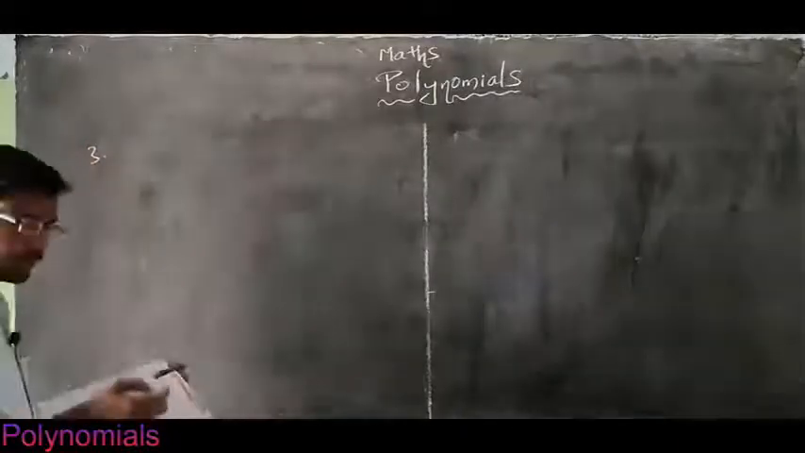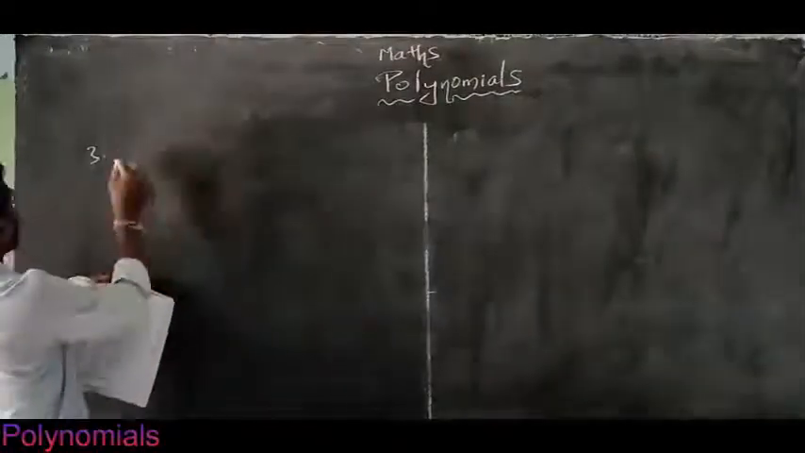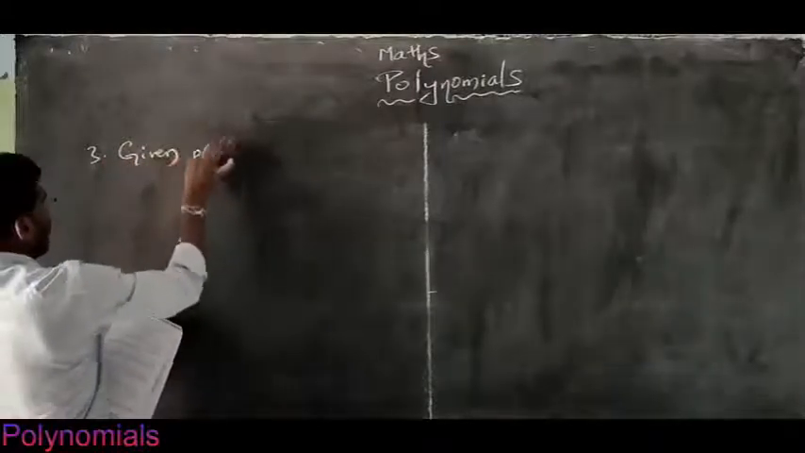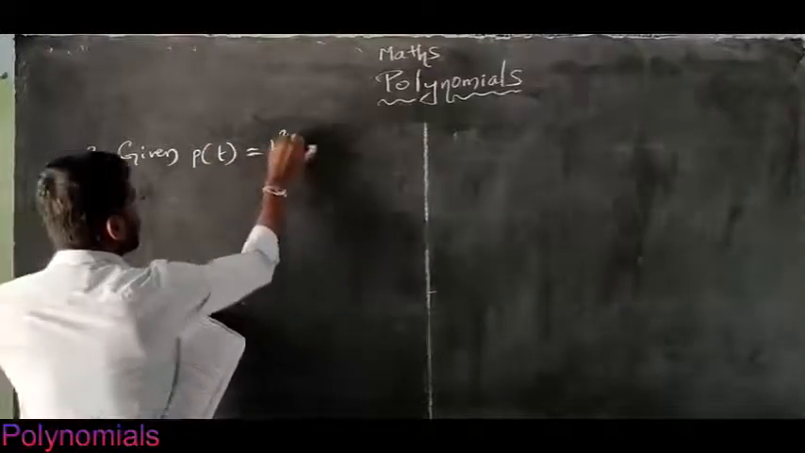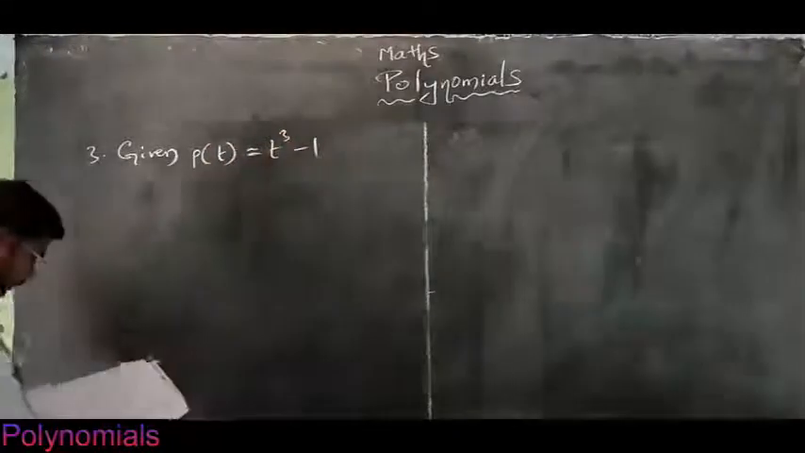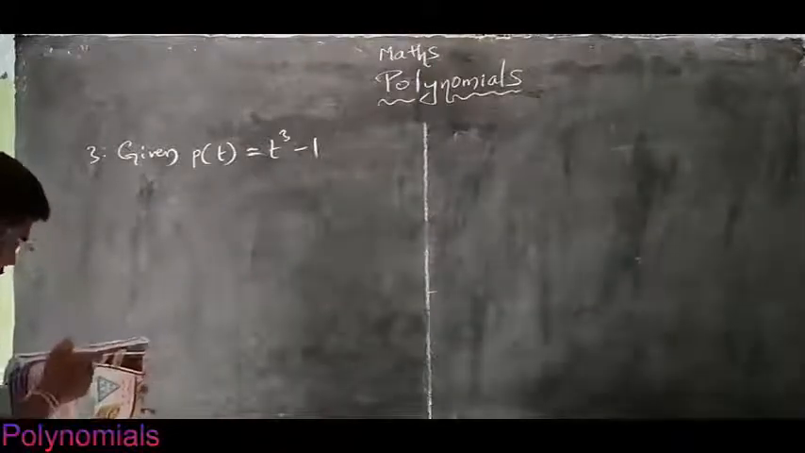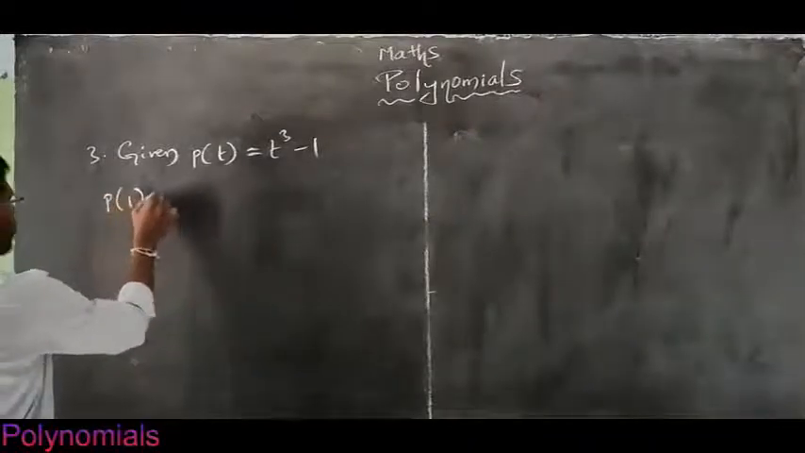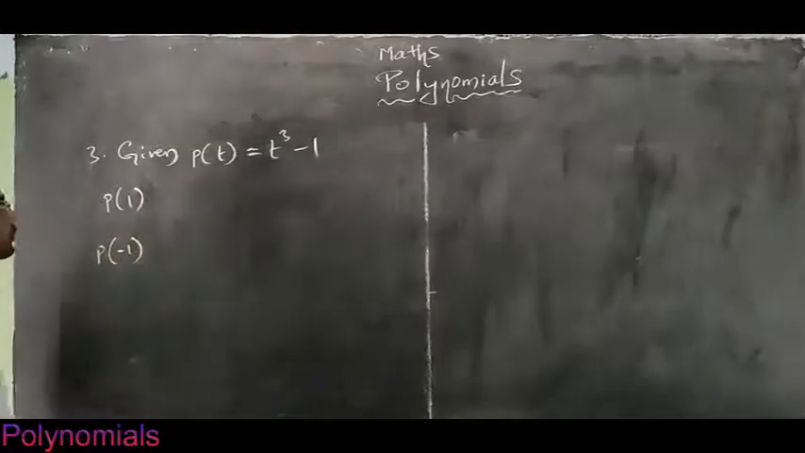Third one, he has given that p of t equals t cube minus 1. Now he is asking to find the value of p of 1, p of minus 1.